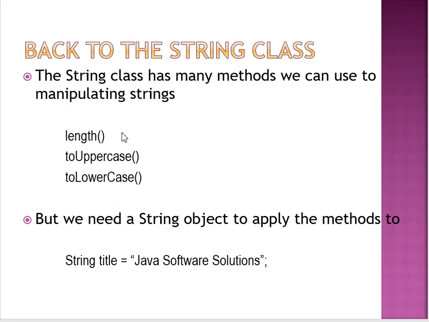Some of the operations that can be done on strings are the length method. You can tell a method from the way it is written: this is the name of the method, and then the brackets are there for parameters. These brackets in front of a name show that this is a function or a method. We also have the toUpperCase method, and the toLowerCase method. You see? We need a string object to apply the methods to.